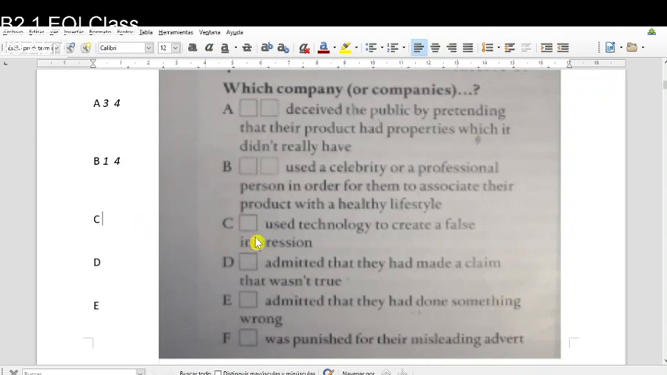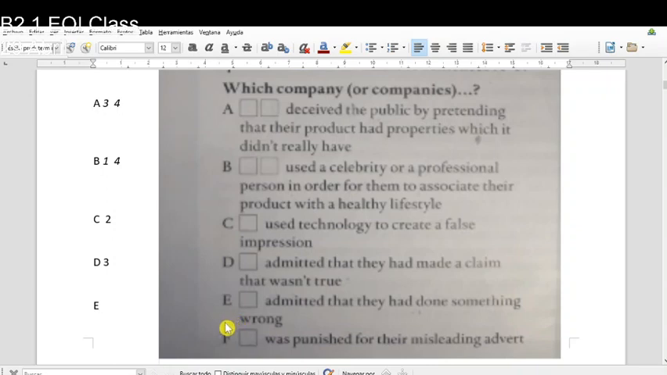C. Which company used technology to create a false impression? Yeah. Retouched, airbrushed, a model, imagine. You have to use technology to create a false impression, and she was only 54 kilos. Amazing. D. Admitted that they had made a claim that wasn't true. Yeah. Number three. Claiming that vitamins can cure cancer. Yeah. And E. Admitted that they had done something wrong.